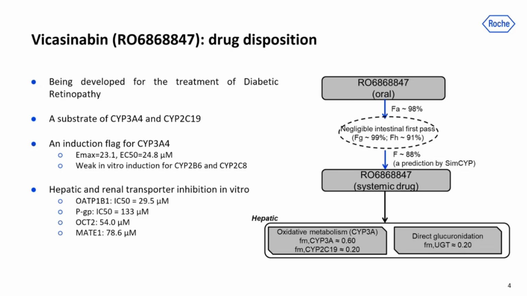In vitro data shows an induction signal for CYP3A4. The full kinetics give the Emax and EC50 shown here. We also see weak in vitro induction potential for CYP2B6 and 2C8, and we couldn't get any full kinetics for these enzymes, but this is also a concern for the project team at an early stage. For the transporters, this compound shows moderate to weak IC50 values on the hepatic active uptake transporter OATP1B1, intestinal P-gp, and renal OCT2 and MATE. These are the general concerns before going into the human study.